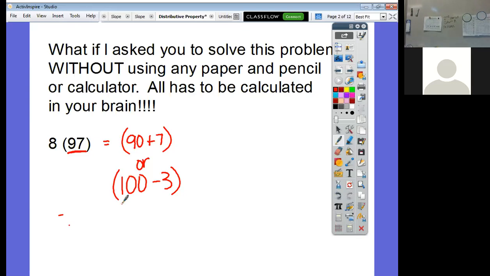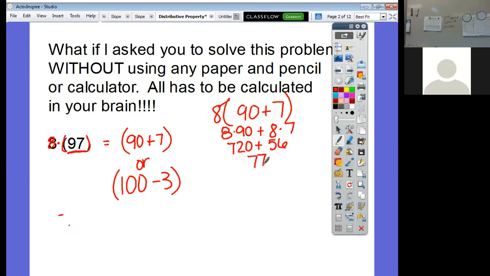First thing I need to remind you guys is that whenever you have a number next to a parenthesis, it's multiplication. So this is really 8 times 90 plus 7. And what we're going to do is we're going to multiply the 8 times the 90. We're going to multiply the 8 times the 7. So this is really 720. This is really 56. And finally, we get our answer of 776.